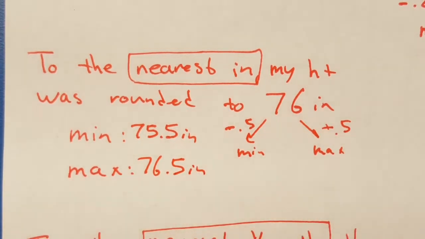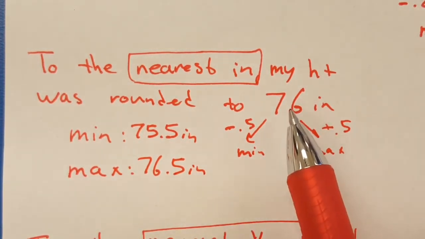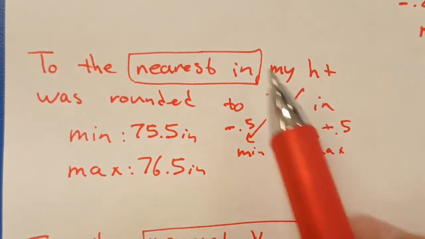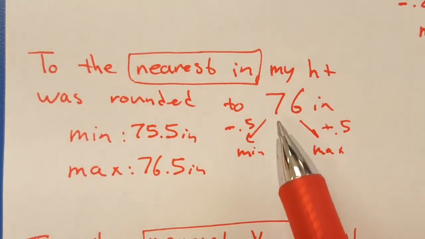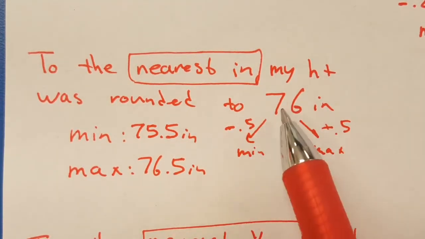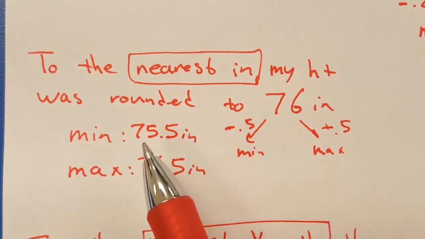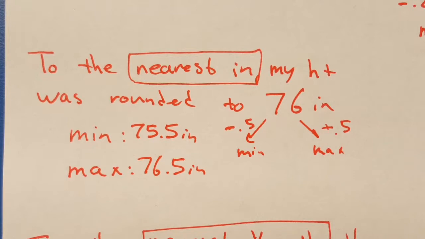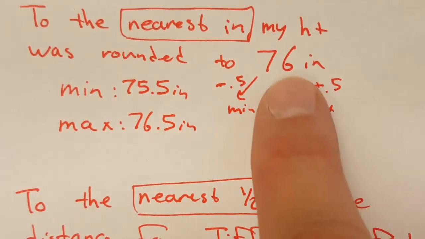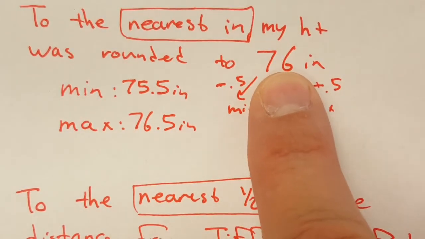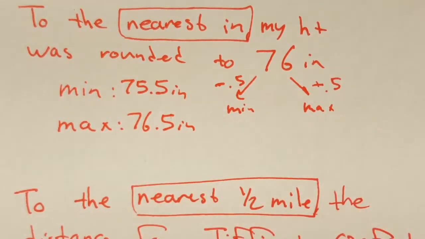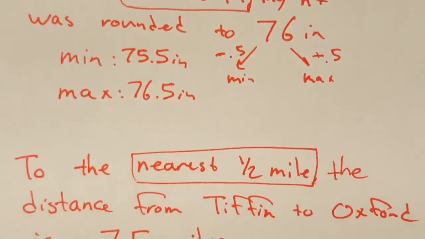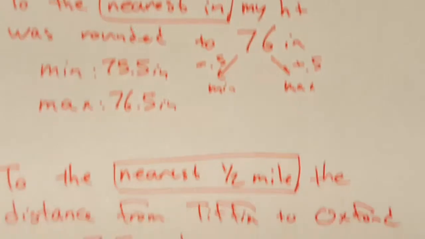76.5 inches. So all you do is you take the number it was rounded to, and if it's rounded to the nearest whole value or the nearest inch, minus and plus a half. So this is how tall I could be in real life. I'm somewhere in between there, the nearest inch, right? In real life. Again, this is rounded. We usually round answers to make them nice, but in real life, we know that real numbers don't always make nice numbers. So that's why we round. So we're trying to find how far off we could be.